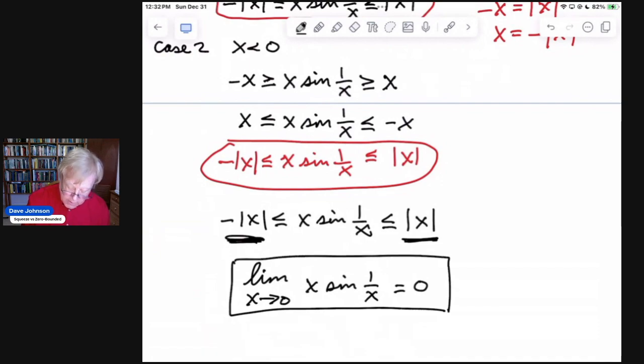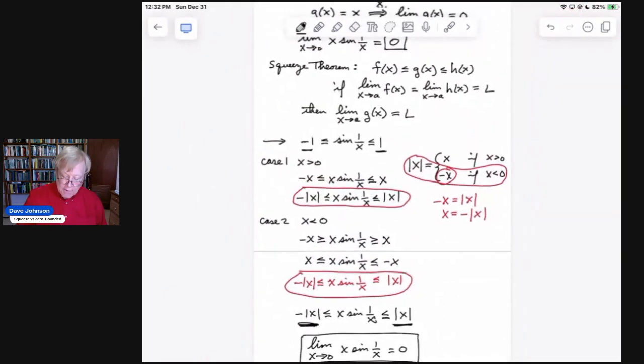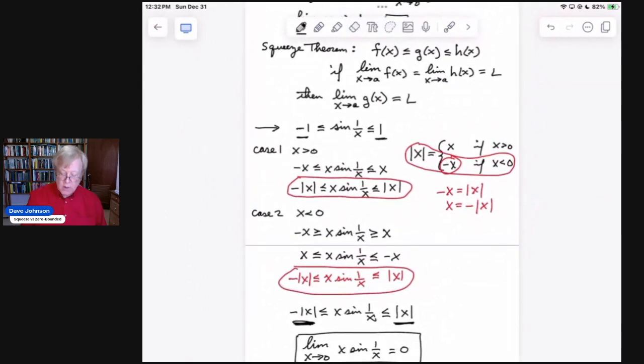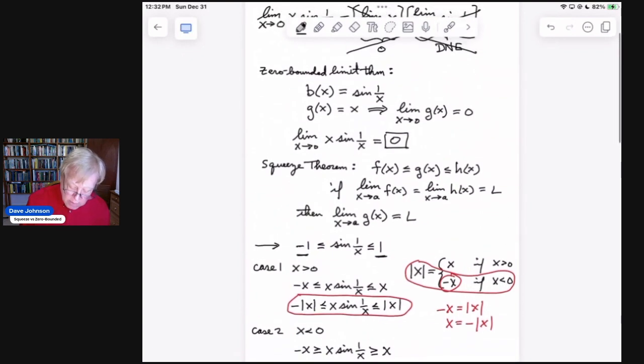Now, I want to point out that the effort that it took to do the squeeze theorem part of it was more because we had to construct the inequality. And that is sometimes the case. Whereas doing the same problem with the zero-bounded limit theorem was very easy. But again, I want to emphasize that the zero-bounded limit theorem is a special case of the squeeze theorem and doesn't always apply. And so be careful. You can't just go around replacing every occurrence of the squeeze theorem with the zero-bounded limit theorem. And so I hope that's been helpful.